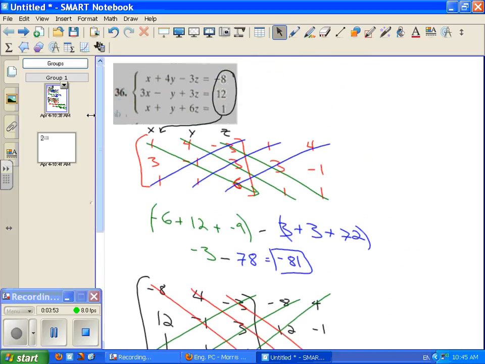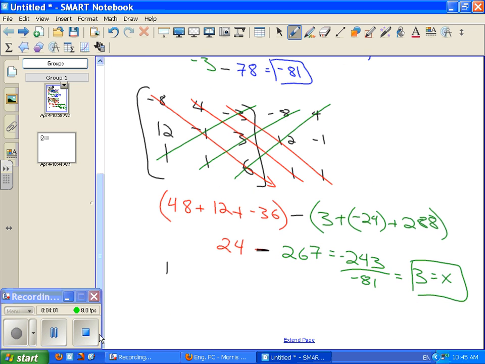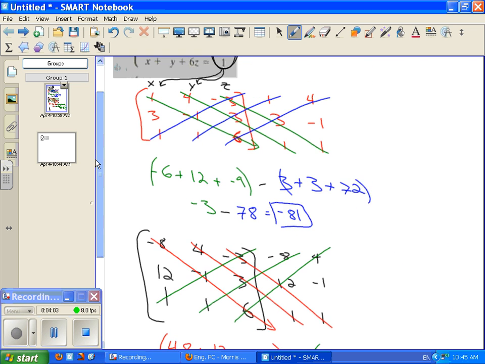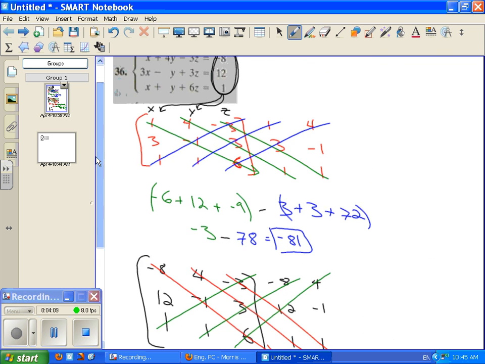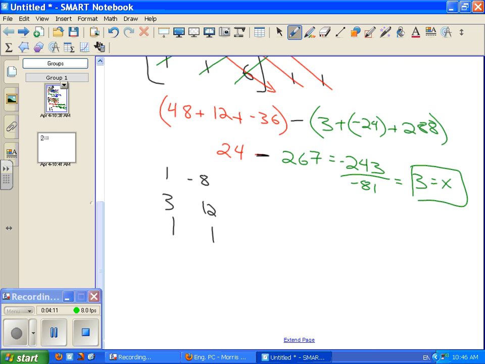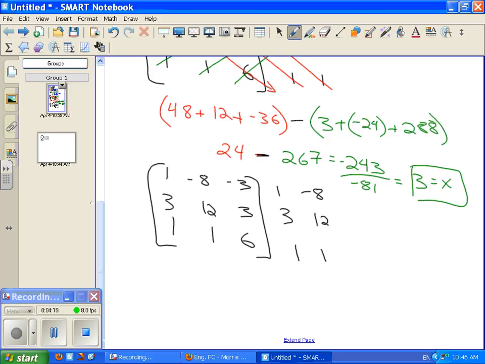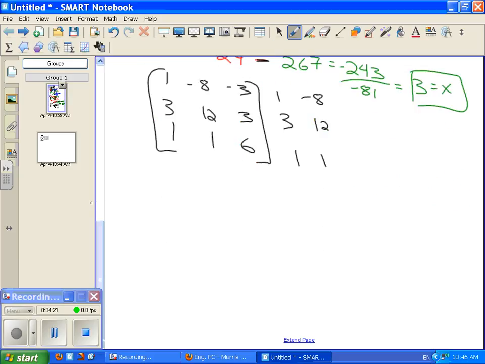The y. All right, so this time we're going to take this and we're going to plug it into this column. So this one's back to being a 1, 3, 1. But now my middle column is going to be the negative 8, 12, 1. Negative 3, 3, 6. All right, these two come over. And we find this new determinant.